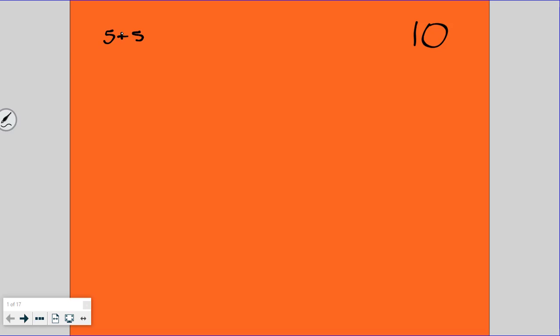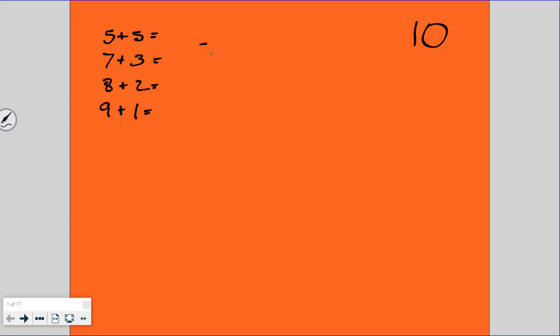5 plus 5. That equals 10, right? So another easy one that a lot of second graders remember is 7 plus 3, right? That equals 10. We could go like 8 plus 2 equals 10. 9 plus 1 equals 10.